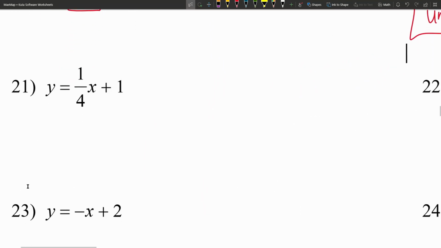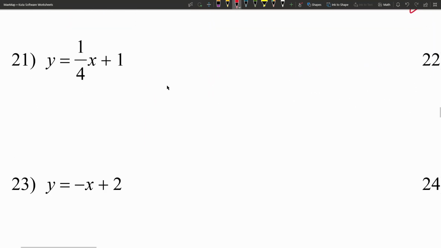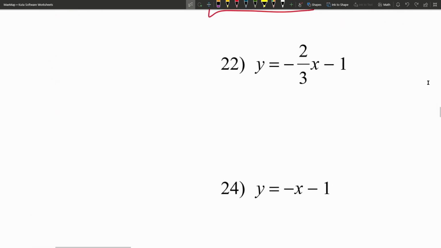Speeding right along to number 21, y equals 1/4 x plus 1. Our y-intercept is 1, so we're intersecting that y-axis, x equals 0, at a positive 1, and our slope is 1/4. Change in y over change in x. For every 1 we go to the right, we go 1/4 up. Rise of 1 over a run of 4. 22, we can see that our slope is multiplied by that x, negative 2/3.